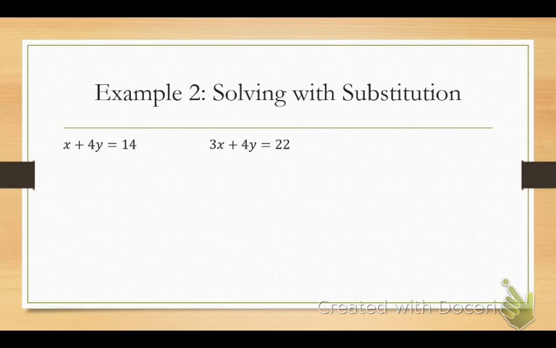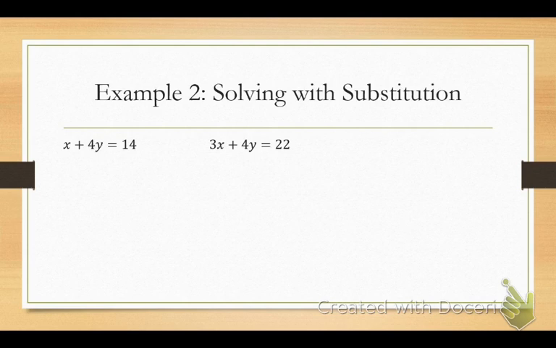Now remember what I taught you. The first thing you're looking for is for one of the equations to be solved for x or y. So what do you see on this one? 4y equals 14. Neither of them are solved. Neither of them are solved for x or y. Do you see that? Yes.